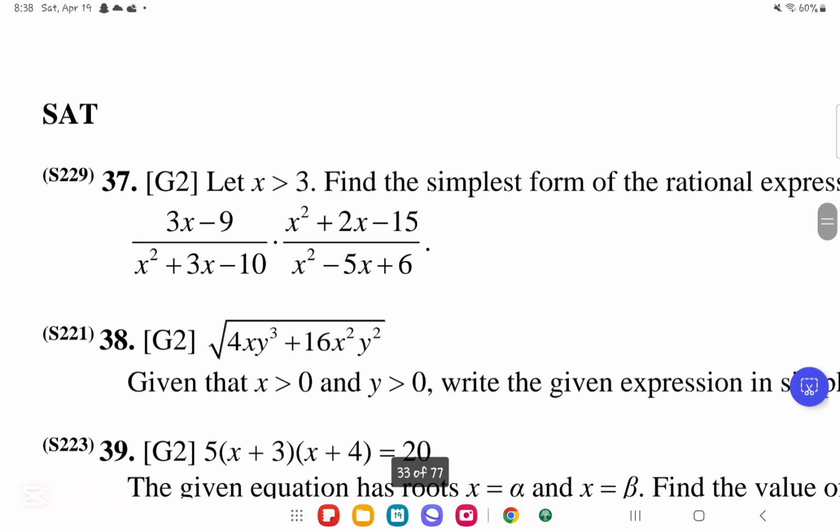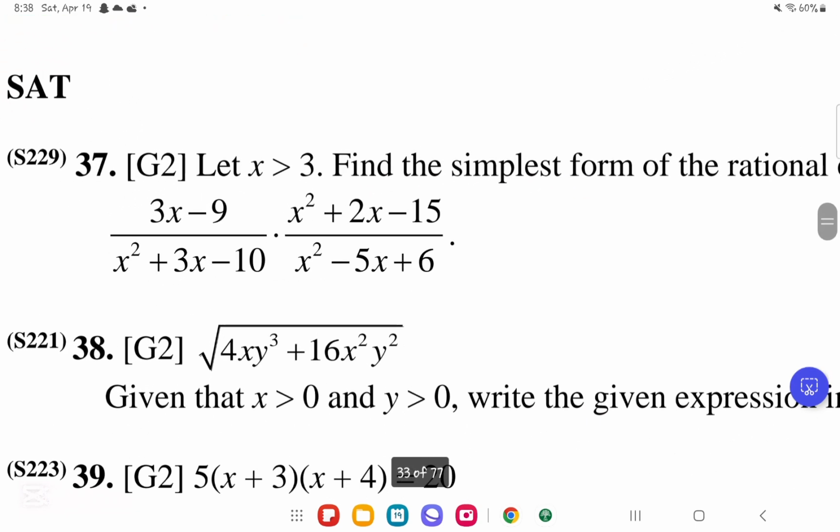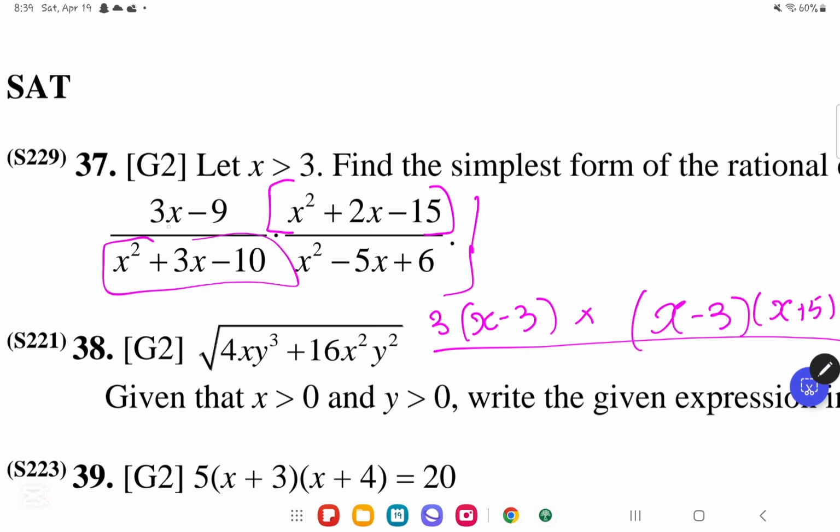Okay? They want us to find what? The simplest form of this. To find the simplest form, you will need to what? You will need to simplify or make them in an easier format. So let's start with 3x minus 9, you can take 3 out of it, so it's 3 times x minus 3. Here, if you simplify it by the product sum rule, you're going to get x minus 3 times x plus 5, over what? This, again, you can simplify it by the product sum rule.